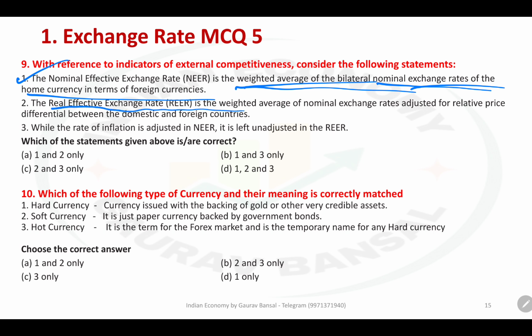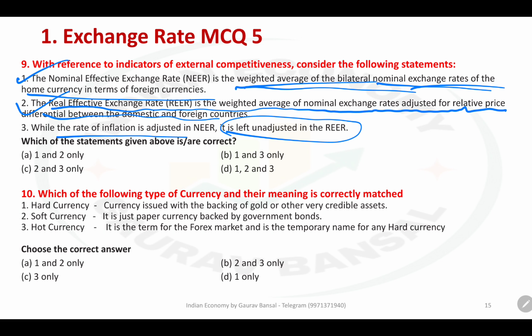Second, real exchange rate is the weighted average of nominal exchange rate adjusted for relative price differential. That is also correct. I discussed that from nominal to real, how do we convert? We divide it by the ratio of the prices in both countries, inflation in both countries. So that is a perfectly fair statement. Third, while the rate of inflation is adjusted in NEER, it is left unadjusted in REER. This is just opposite to the previous statement, which we have said is correct. So obviously this is wrong. Answer will be 1 and 2.